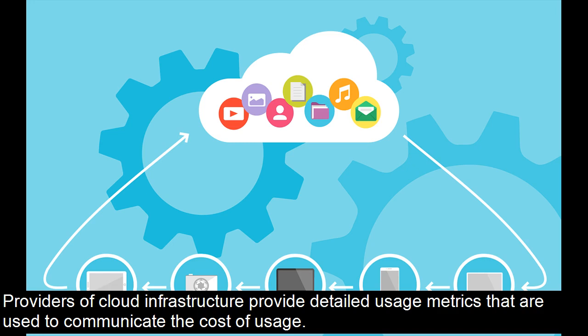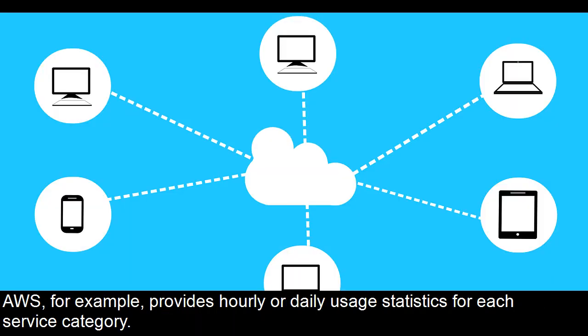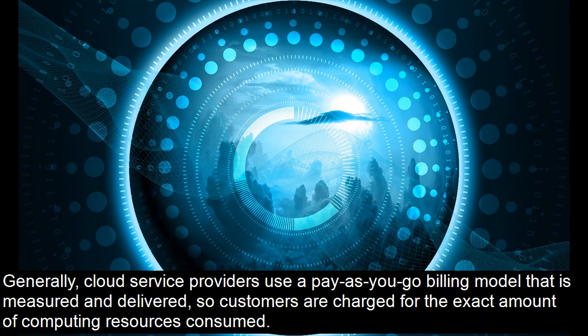Providers of cloud infrastructure provide detailed usage metrics that are used to communicate the cost of usage. AWS, for example, provides hourly or daily usage statistics for each service category. Generally, cloud service providers use a pay-as-you-go billing model that is measured and delivered, so customers are charged for the exact amount of computing resources consumed.